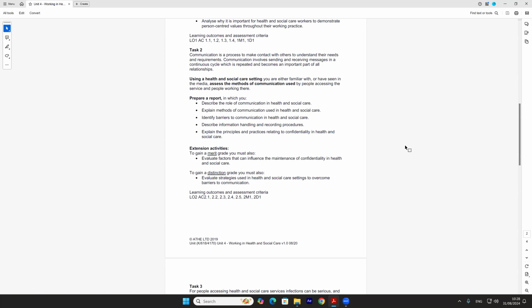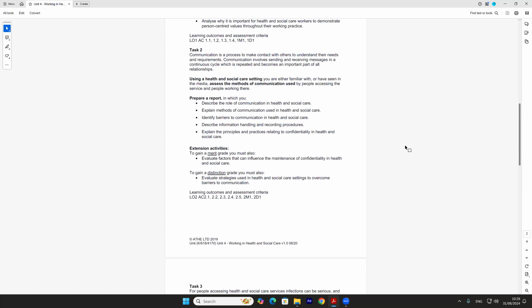These involve ensuring that personal data is stored securely, used appropriately, and not disclosed without consent. Then we have electronic records. Many health and social care settings use electronic health records to store and manage information. These systems help ensure that information is easily accessible to authorized personnel while maintaining security. And again, why all of these are important.